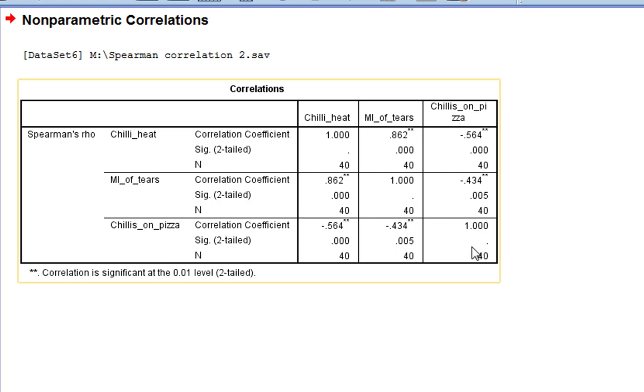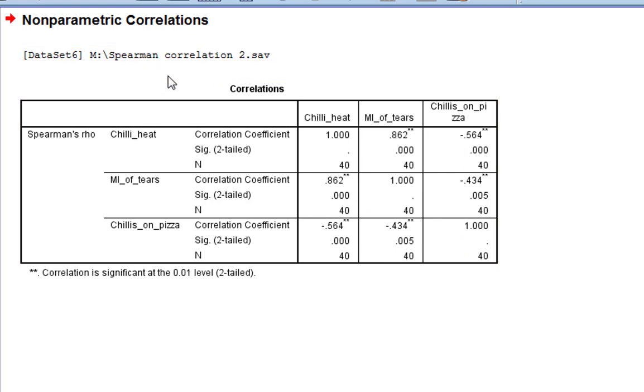Again, like before, the diagonal in this table is always 1, doesn't have a p-value, and this is again merely the variable correlated with itself and is totally irrelevant. We'll see the other things now. We've got chili heat correlated with millilitres of tears, chili heat correlated with chilies on the pizza, millilitres of tears correlated with chilies on the pizza. And you'll notice that these are an exact mirror of each other. The table's doing everything twice. Millilitres of tears correlated with chili heat is the same as chili heat correlated with millilitres of tears. It's exactly the same thing, so we only really need to look at this portion of the table because this is just a repeat and this is totally irrelevant, so we only need to look at this half here.